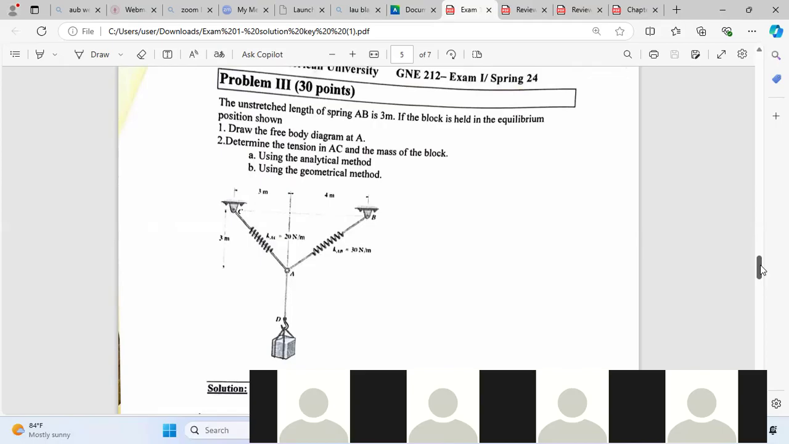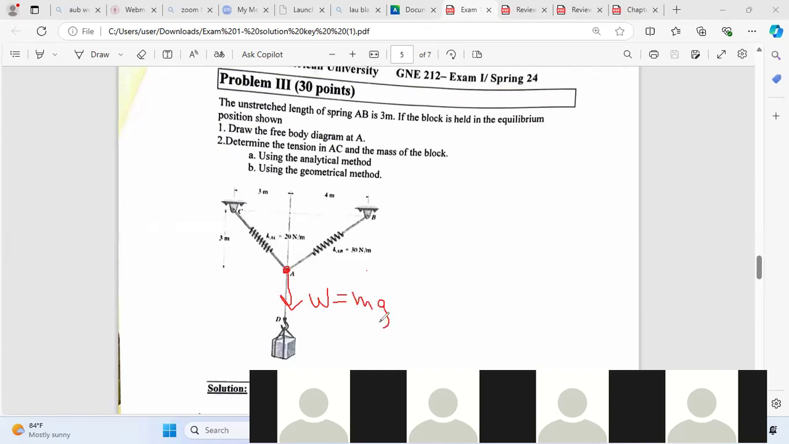Can you tell me what was your problem? What is the difficulty you faced? How would you think first if I give you this problem in the exam? What is the first step? I draw the free body diagram. Okay. What are the forces acting on A? The weight from below, and the 2 springs. Okay. So I have the weight. The weight equal to mg, and m is unknown. I want to calculate it.